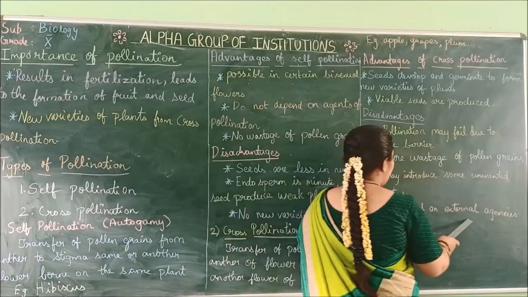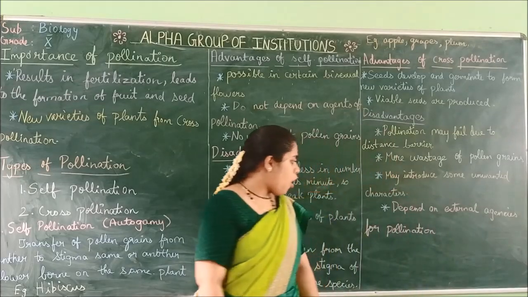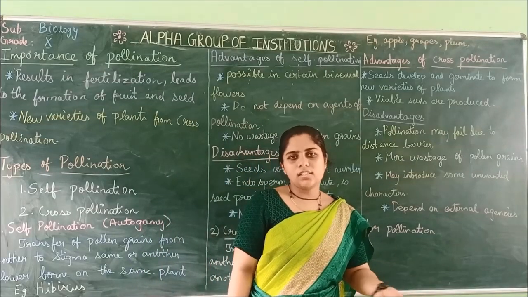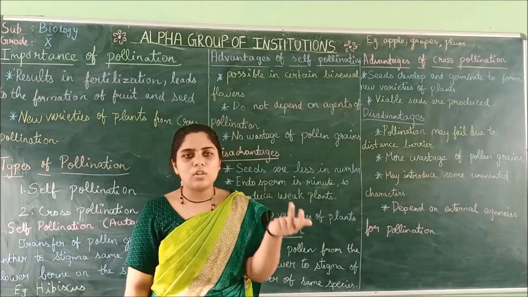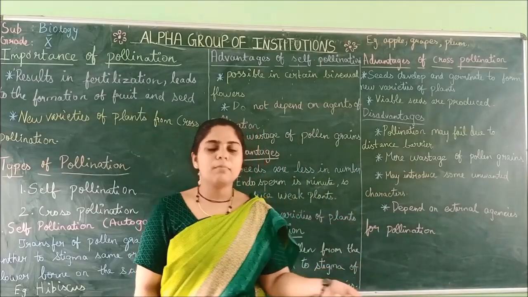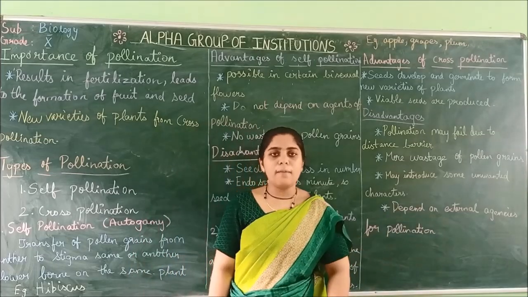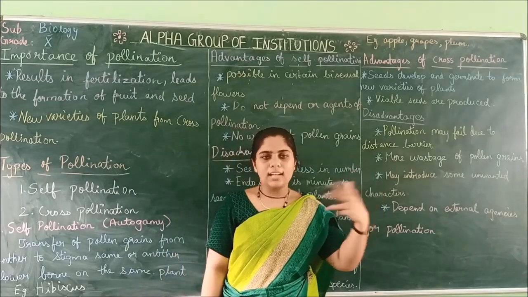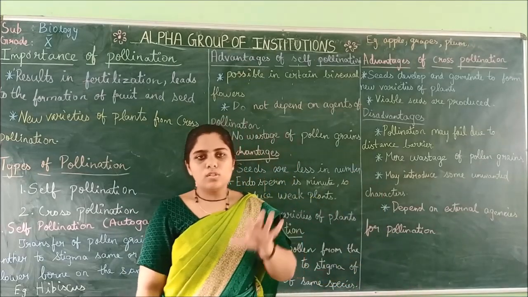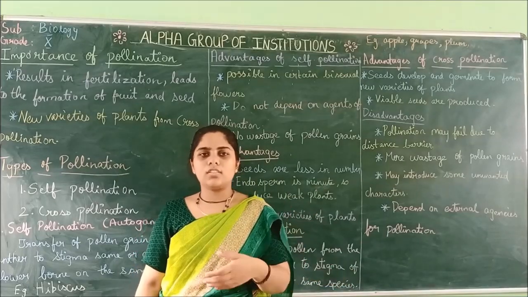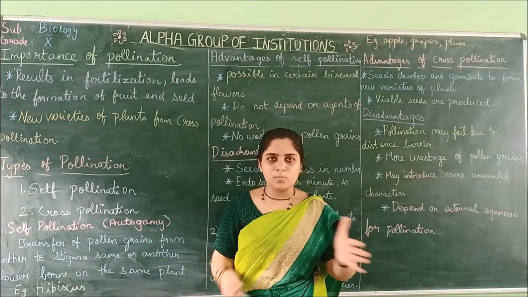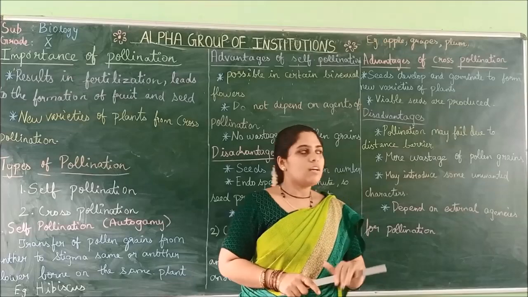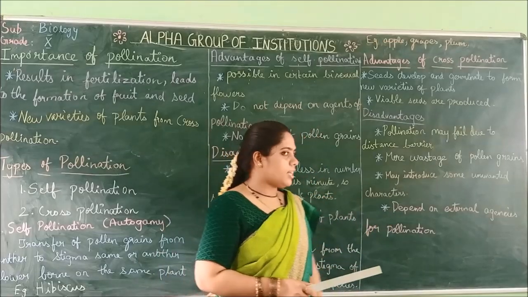Next, it depends on external agencies for pollination. It has to depend on other agencies: the wind, the insects, the animals. An external agent should come and carry the pollen grain. So it has to depend on other organisms. That is also a disadvantage. The conditions have to be very appropriate. When they are not, then pollination will fail. So these are the points under disadvantages here.